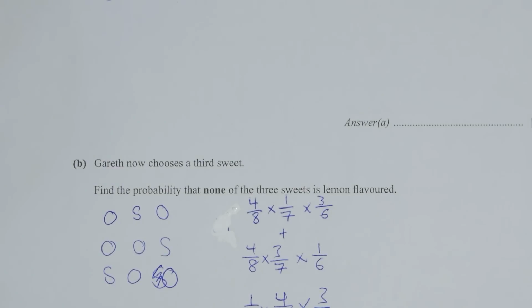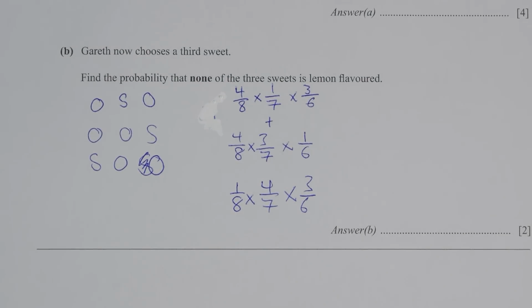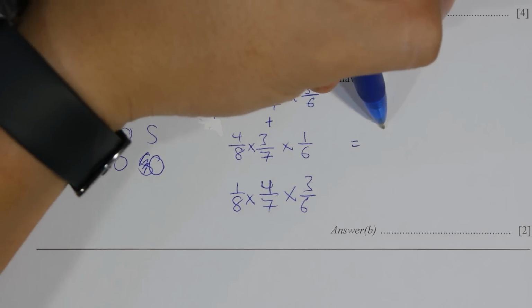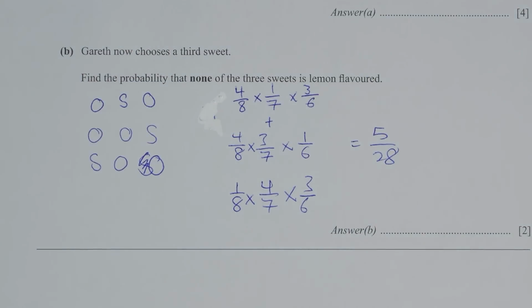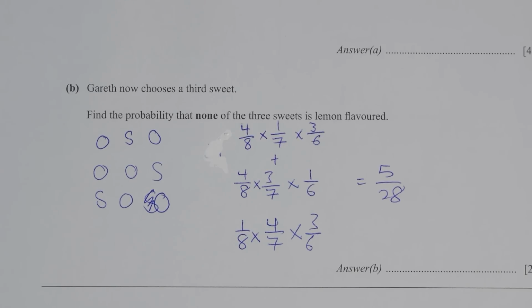The key thing here is that after you select one of the sweets, the total number of sweets in the bag will decrease. So this is what you need to take note of. That's why there is a change in the denominator every time I select a sweet.